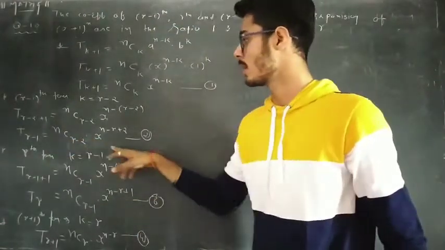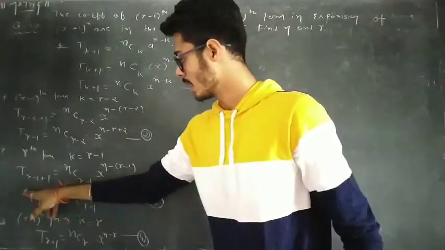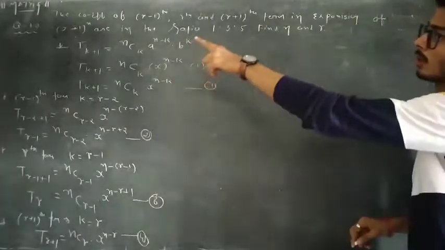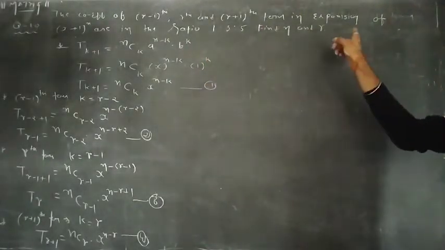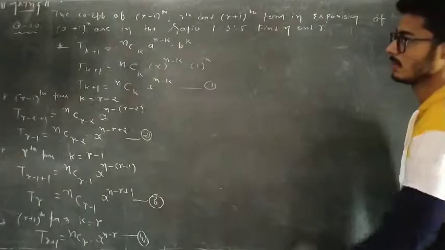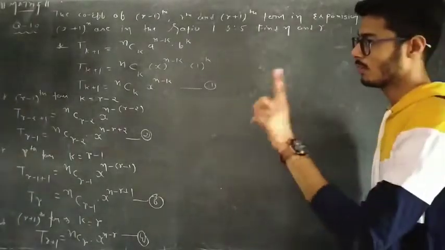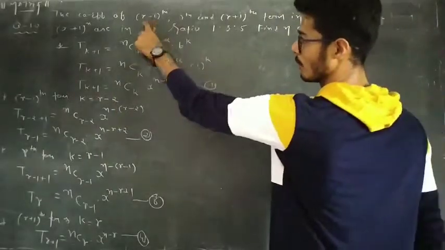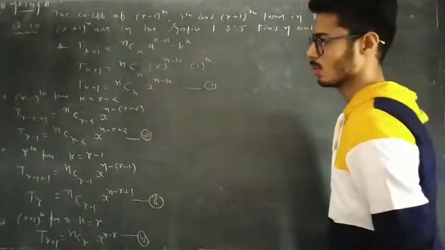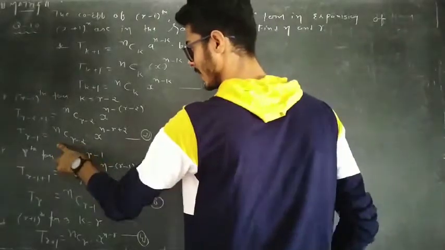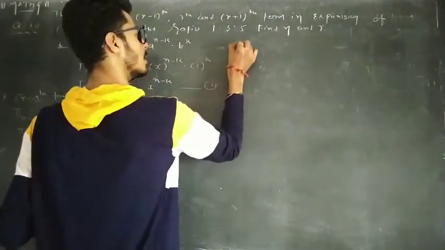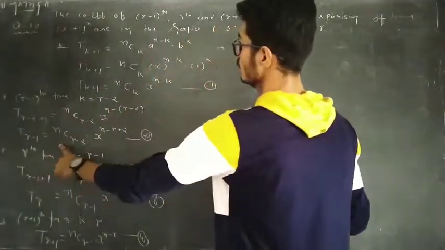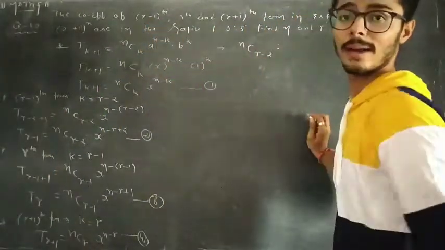So over here it is the r minus 1 term, the r term and the r plus 1 term. The coefficients of these three terms are in the ratio 1:3:5. So we have to take the coefficients only. For the first, the r minus 1 term, the coefficient is given by nC(r minus 2).